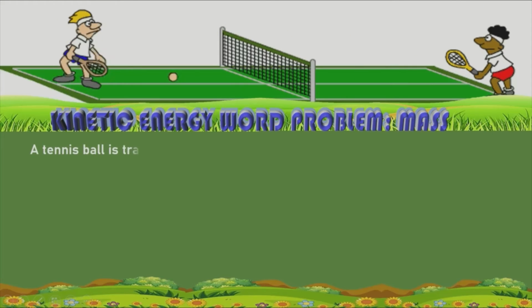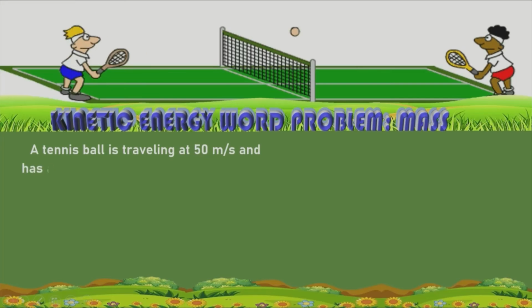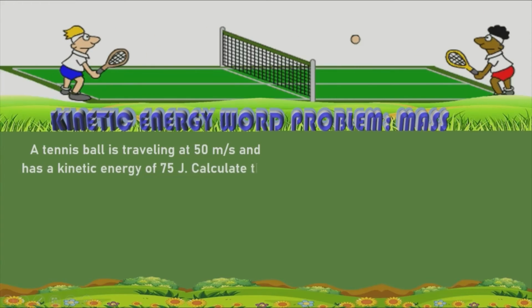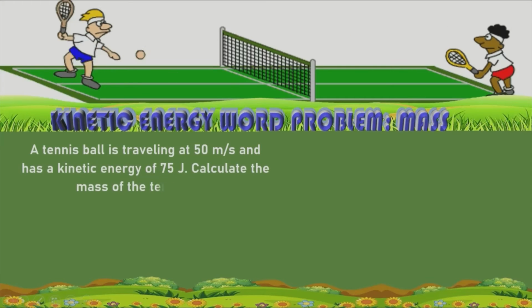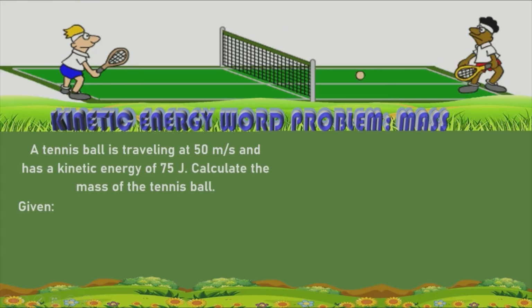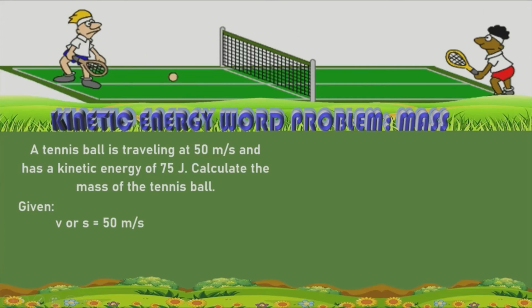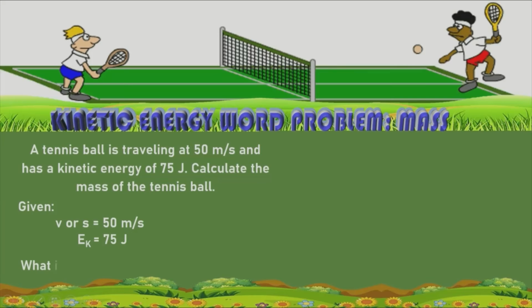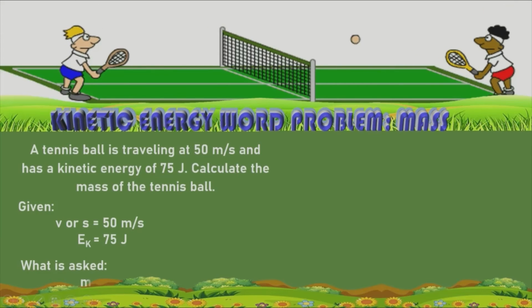A tennis ball is traveling at 50 meters per second and has a kinetic energy of 75 joule. Calculate the mass of the tennis ball. Carefully look for the given data in the problem. We have a tennis ball traveling at 50 meters per second and its kinetic energy of 75 joule. Next, find the missing variable, which is the mass of the tennis ball.